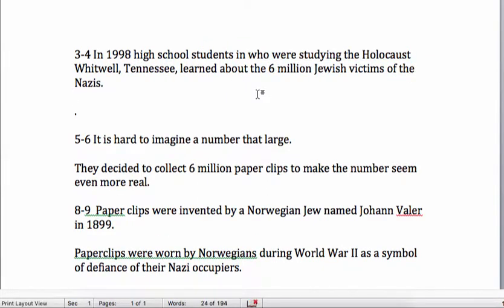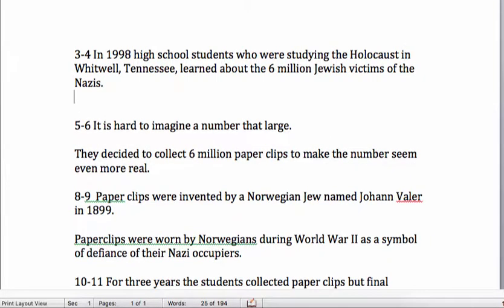In 1998, high school students who were studying the Holocaust, in Whitwell, Tennessee, learned about the 6 million Jewish victims of the Nazis. What I did was I looked for the common phrases. How about these two? It is hard to imagine a number that large. Look, number.